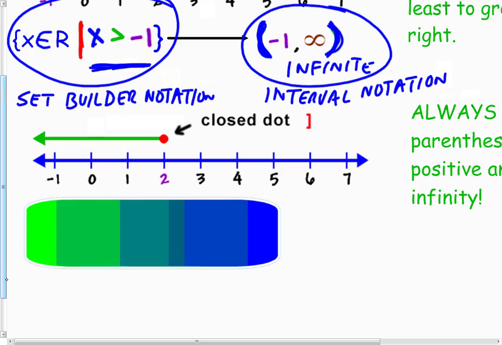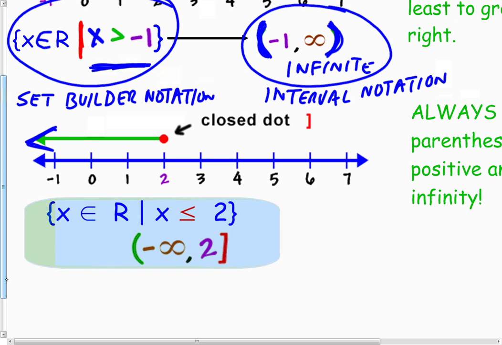Does this ever end? No, this goes on forever. So what symbol do we want? We want infinity, but is it positive infinity? We want negative infinity. We always use parentheses with the infinities. Why is that a bracket? That's a bracket because it's a closed circle. How would it look in set builder notation? It would look like this.